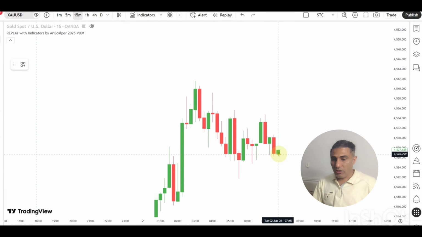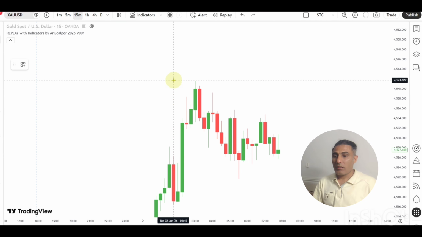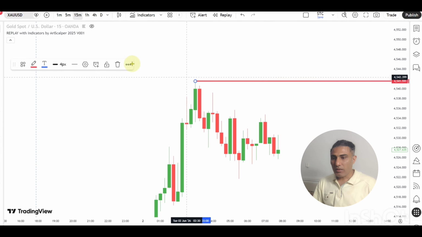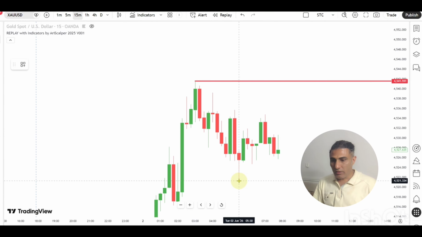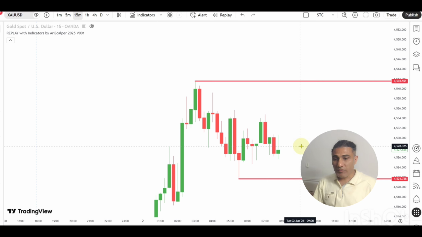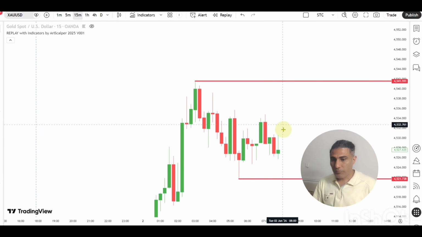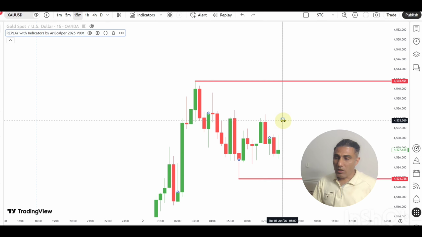Okay, this is the beginning of the New York forex session. The highest price that we have seen is here, and the lowest price was over there. Gold chart, 15 minutes time frame, June 2nd of 2026. Now, as I told, in the 15 minutes time frame, we wait to see what happens to the high and low of the whole session.